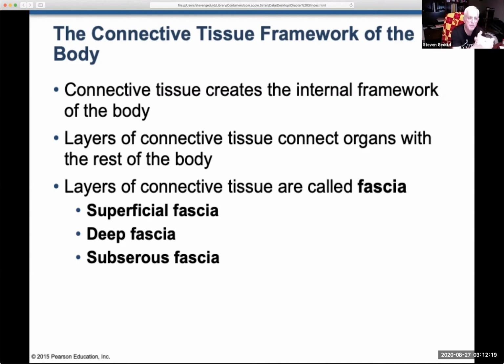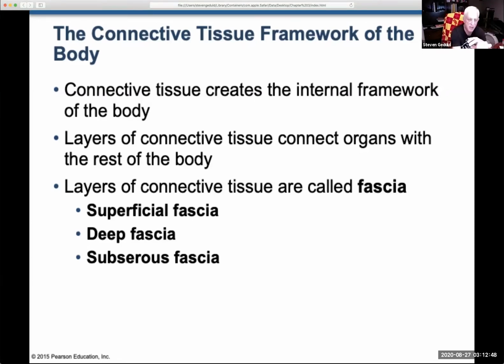All right, connective tissue framework of the body. Those are your 4 types of membranes. Connective tissue creates the internal framework of your body. That's what holds everything together. That's around all your organs, around all your bones. That's your glue holding your body together. Layers of connective tissue connect organs with the rest of your body. Layers of connective tissue are called fascia. So when you hear someone cutting through fascia, a surgeon, they're cutting through layers of connective tissue. There's superficial fascia, there's deep fascia, and there's subserous fascia.